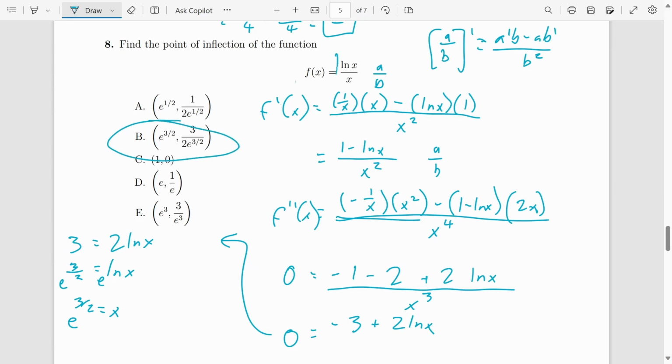So let's go ahead and do that. Let's do ln of e to the 3 halves all over e to the 3 halves. This is equal to, ln of e to the 3 halves is just equal to 3 halves, and this is all over e to the 3 halves. So that is exactly what we're looking for, because this 3 halves just becomes 3 over 2, which is the y value of answer choice B. So we know we have our right answer.